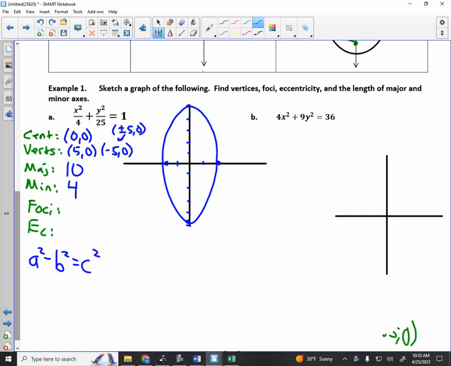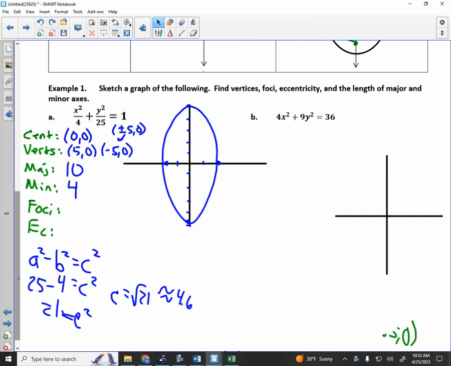A squared is 25 minus 4. So this is a squared, 25. We don't have to do anything to it. B squared is 4. We subtract those, we get c squared. So 21 is c squared. Okay. So c is the square root of 21, which is approximately 4.6, right?